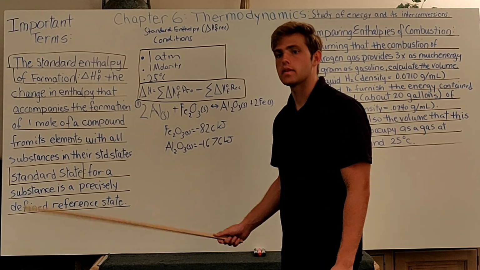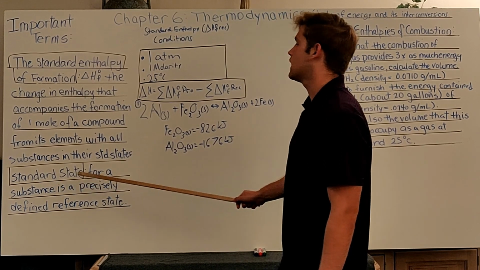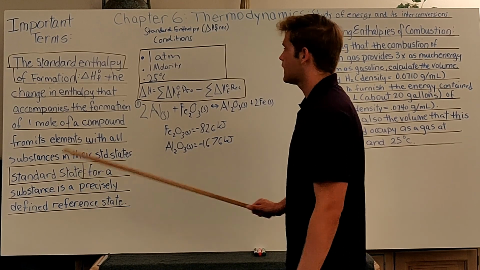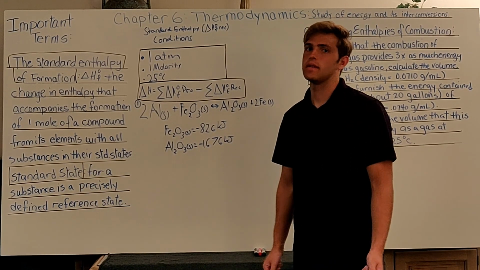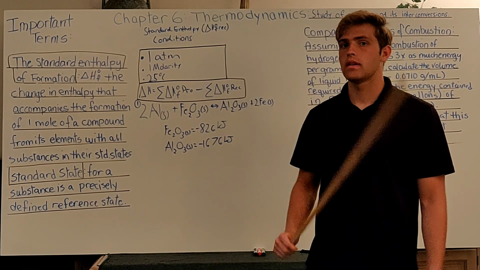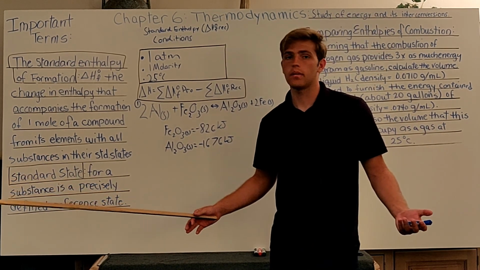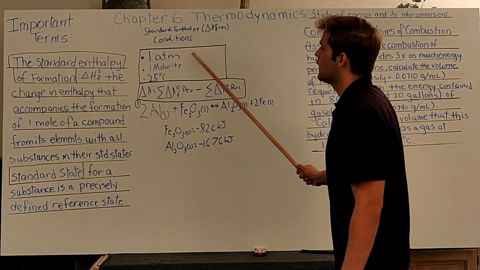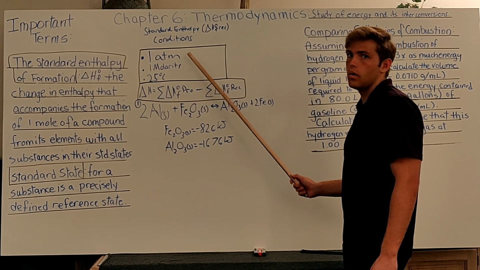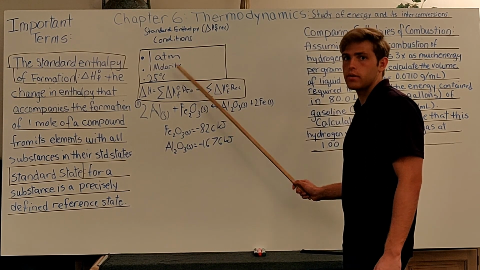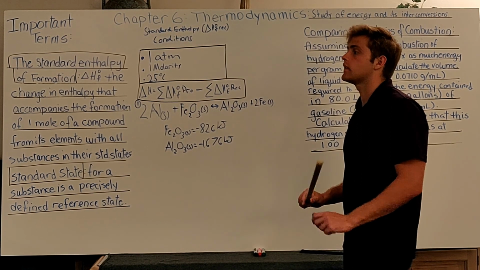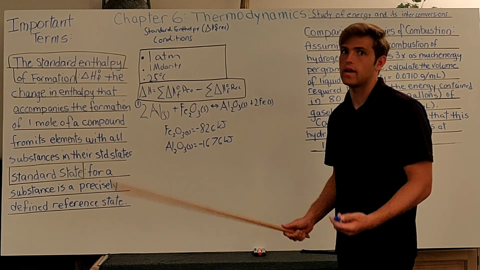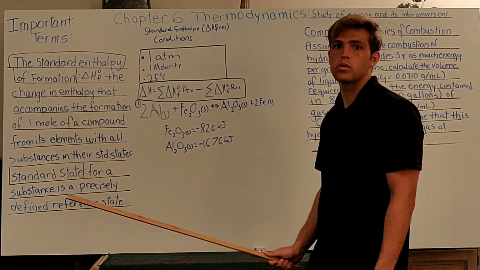Alright, that's a little complicated, but this next one also helps. So the standard state for a substance is a precisely defined reference state. So the standard state of a substance is basically when it's all in a certain condition limit, it will be easier to work with in problems, and that's what we like, right? So the standard enthalpy conditions are 1 atm, 1 molarity, and 25 degrees Celsius. If it hits all of those, then it is in standard state, and it's easy to work with, and it has fewer variables to mess up your equation.